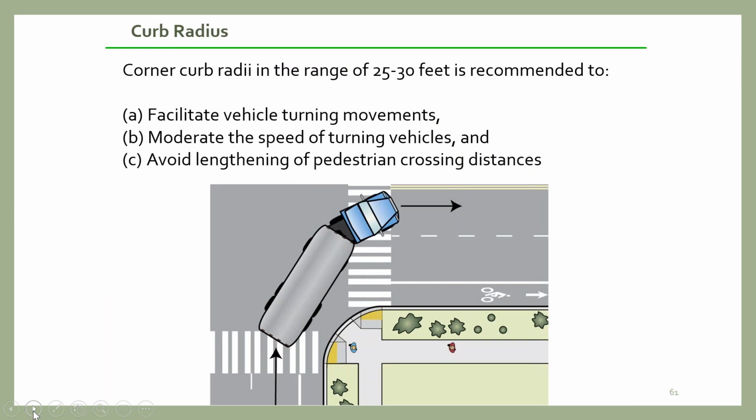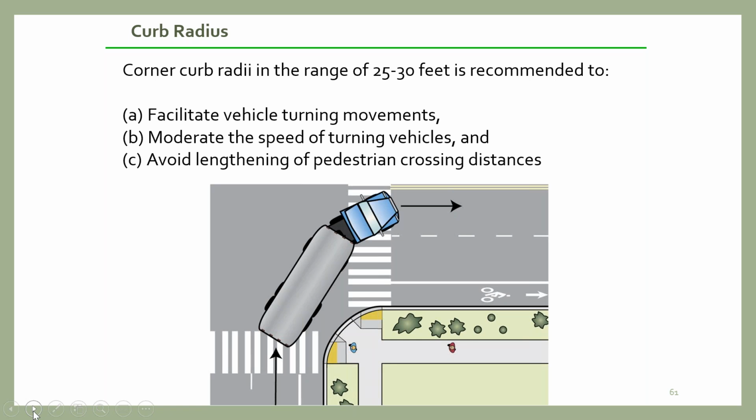And so now we get to curb radius. All right, so the FHWA handbook does talk about keeping our corner curb radii in the range of 25 to 30 feet. And it's kind of a compromise. So a tight radius like that helps moderate the turning speed of vehicles. So it's a definite enhancement for pedestrian safety. It also helps reduce the crossing distance.